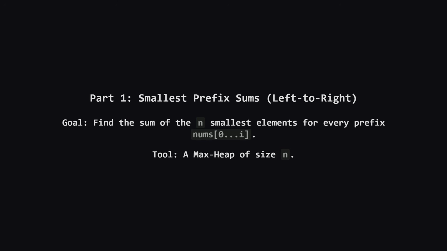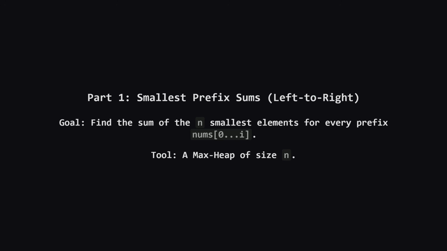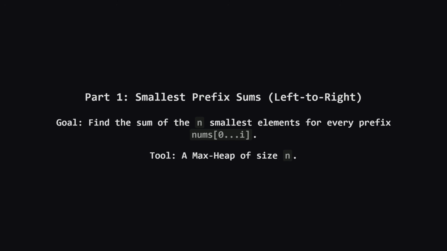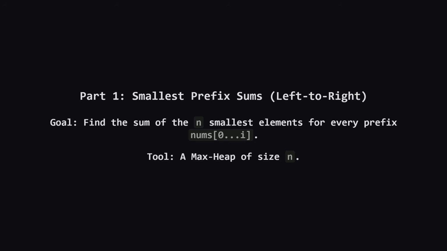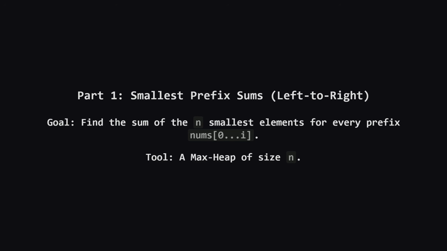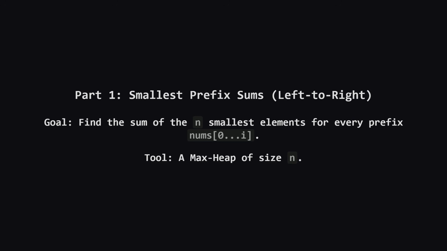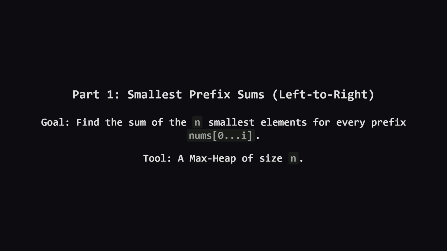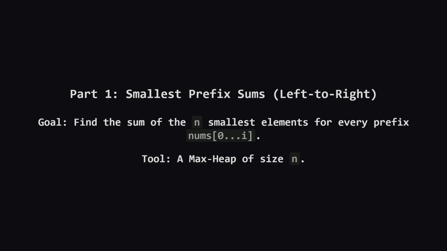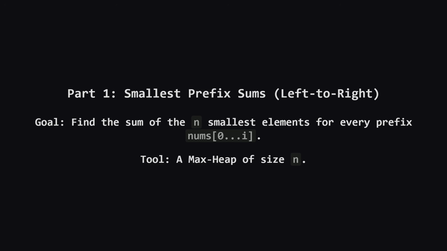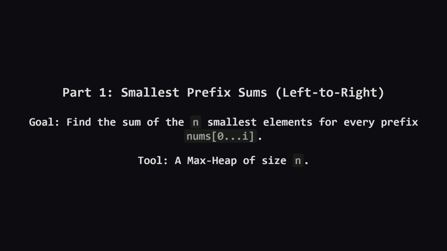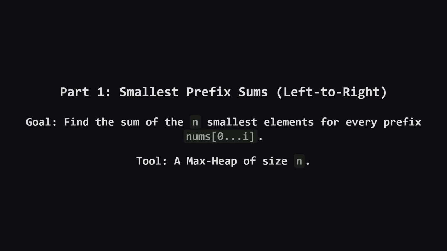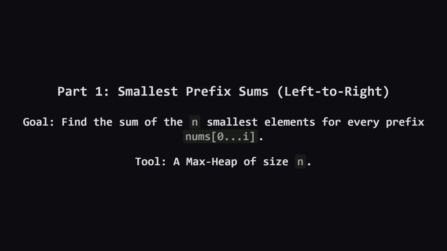Okay, let's dive into that first pass. As we move from left to right, we want to keep track of the sum of the n smallest numbers we've seen so far. Now it sounds a little backwards, but the best tool for this is a max heap. A max heap always puts the largest item at the top. So we can keep adding numbers to it, and if it ever gets bigger than size n, we just remove the largest element. This cleverly leaves us with only the n smallest numbers we've encountered. We'll calculate the sum and store it for each position.